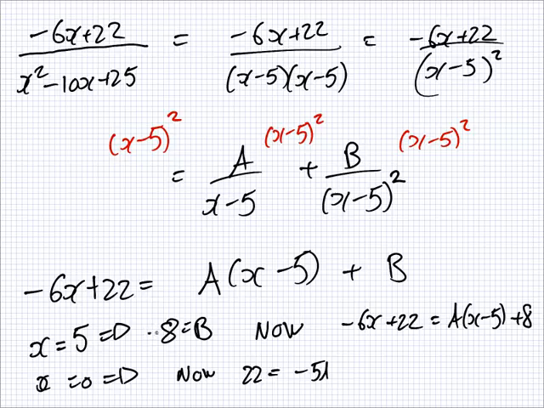It's minus 8. Why minus 8? On the left here, when you put in 5, this will become minus 8, and this will be 0. So B is minus 8 then. So that means we get 22 equals minus 5A minus 8. So that means A equals minus 6.